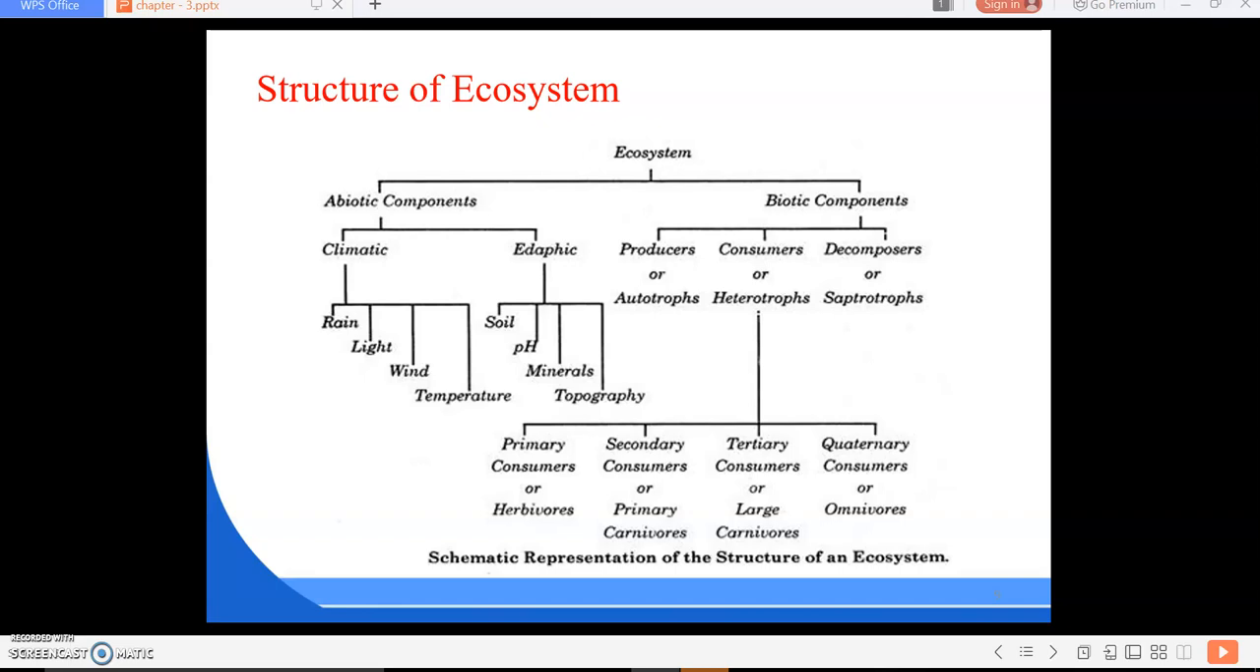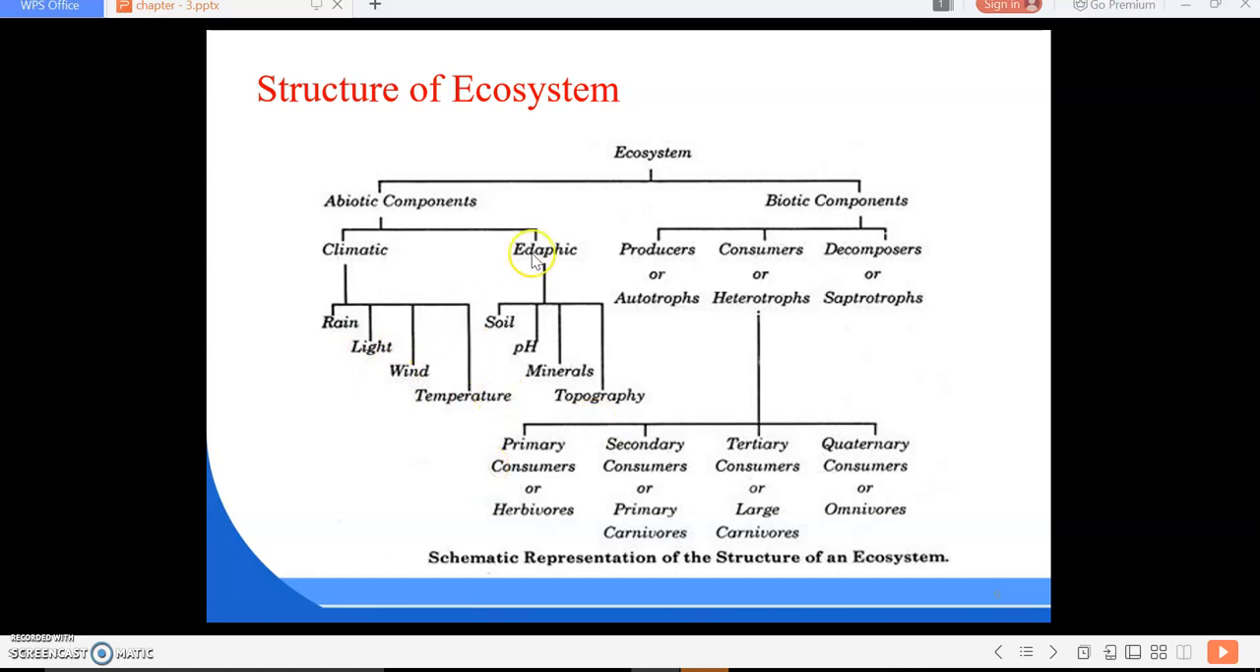According to Odum, from the trophic or food point of view, an ecosystem has the following components. First is abiotic components and second is biotic components. The abiotic components are again subdivided into two: first climatic and second edaphic. The climatic abiotic components are again divided into four categories: first rain, second light, third wind, and fourth temperature.